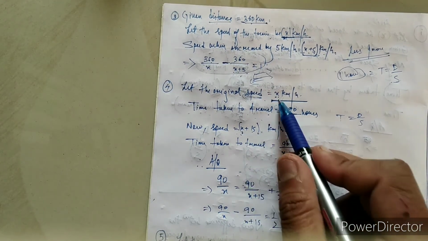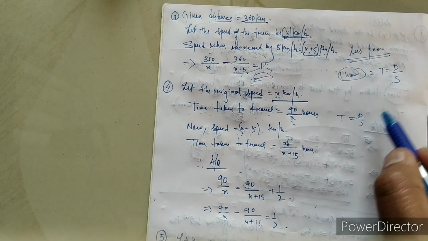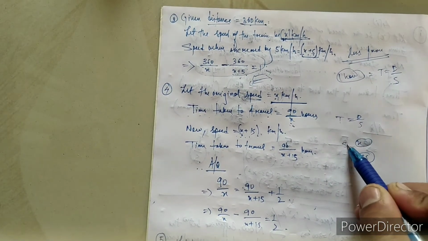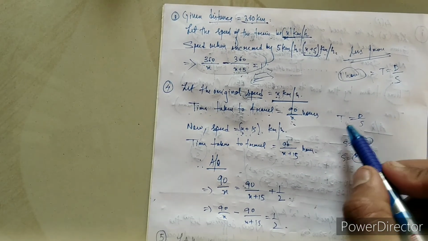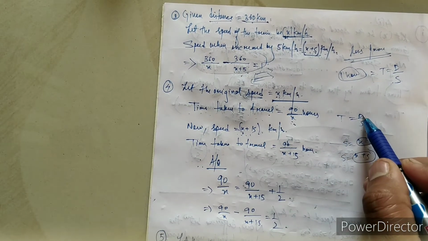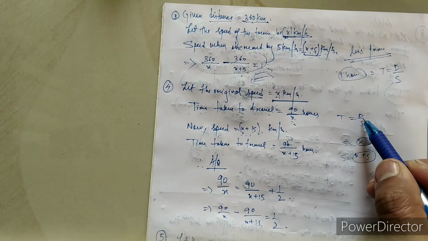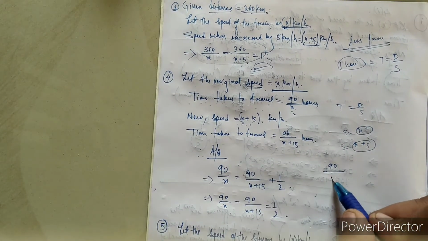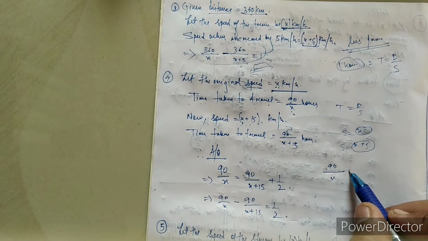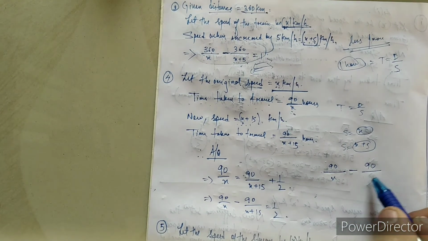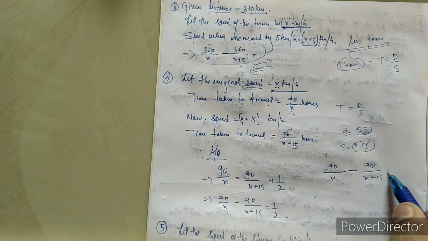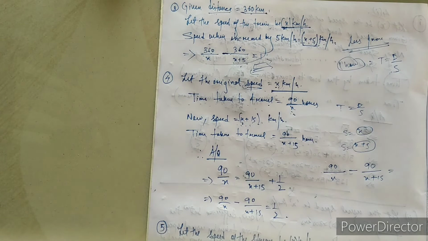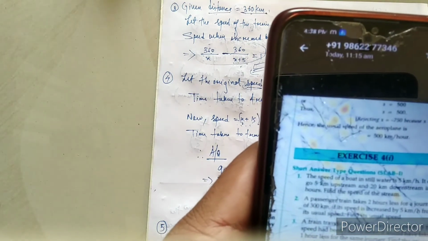So both the conditions we are getting here. We have two speeds, one is x, the other is x plus 15. Both speeds we have. Now according to the formula, we know that time is equal to distance by speed. Distance is 90, and speed is x plus 15. So we can write 90 by x plus 15 equal to... now here it would have taken 30 minutes less.